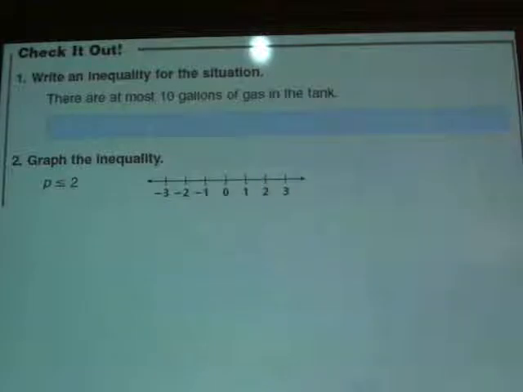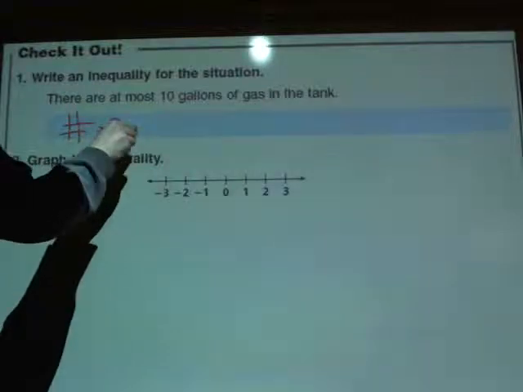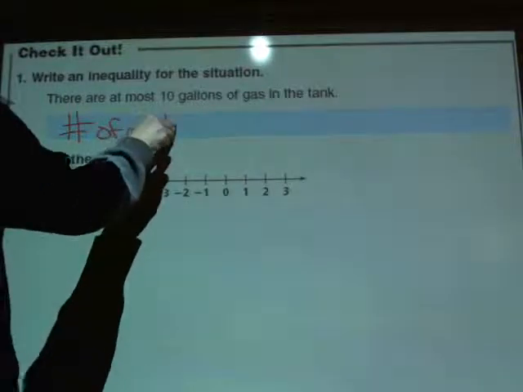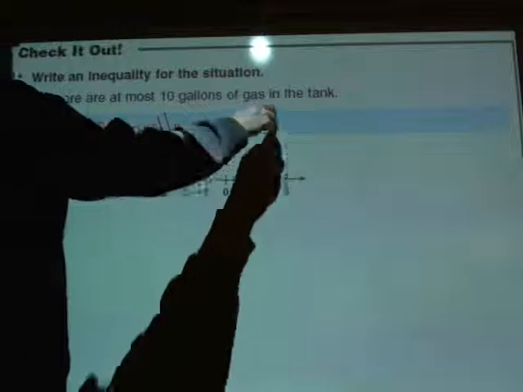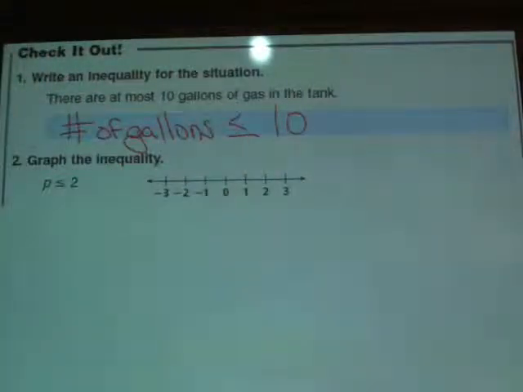So we're going to say that the number of gallons here, and that's going to be a comparison to 10. Well, what do we know compared to 10? It could be exactly 10, or it could be any amount less than 10. So the number of gallons of gas in the tank is less than or equal to 10.